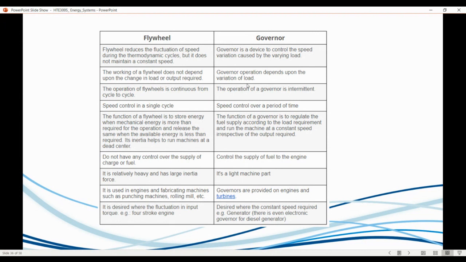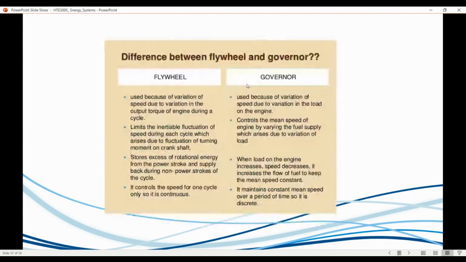And the governor operation depends on the variation of load, where the flywheel does not change in load or output. There's nothing to do with that. And then the last, basically, they say there that the flywheel reduces the fluctuation of speed during thermodynamic cycles, but it does not maintain a constant speed. So the flywheel doesn't keep a speed constant. It's not its job. It's making sure that the fluctuations stay around T mean, and make sure that we get our T mean. We could even say it maintains a constant torque, arguably, right?